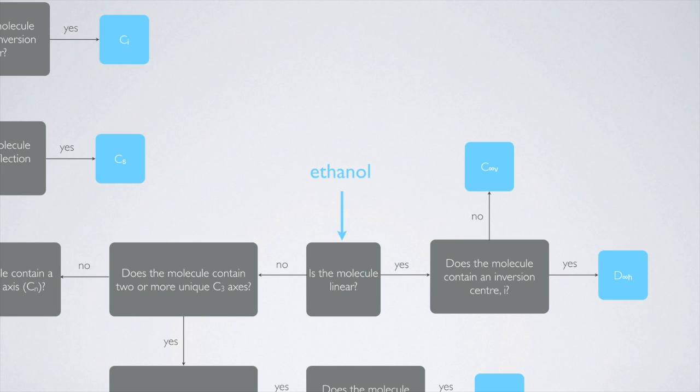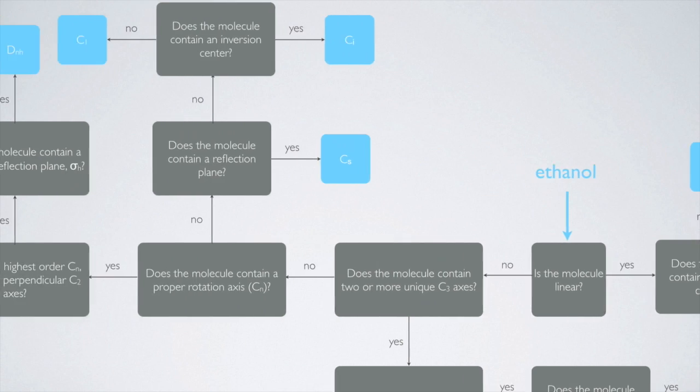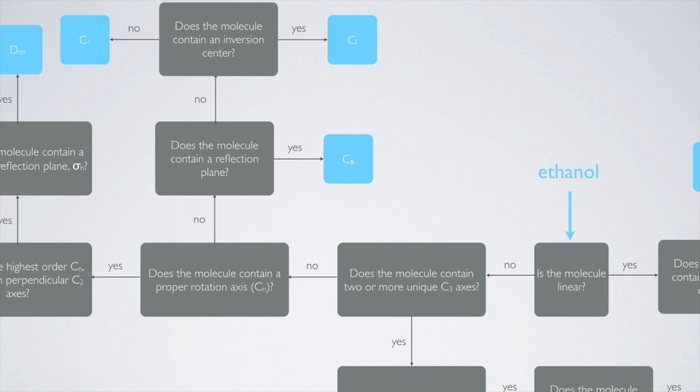Okay, next one, ethanol. Is this molecule linear or not? Well, again, the answer is no. Does the molecule contain two or more unique C3 axes? So the answer is again no.